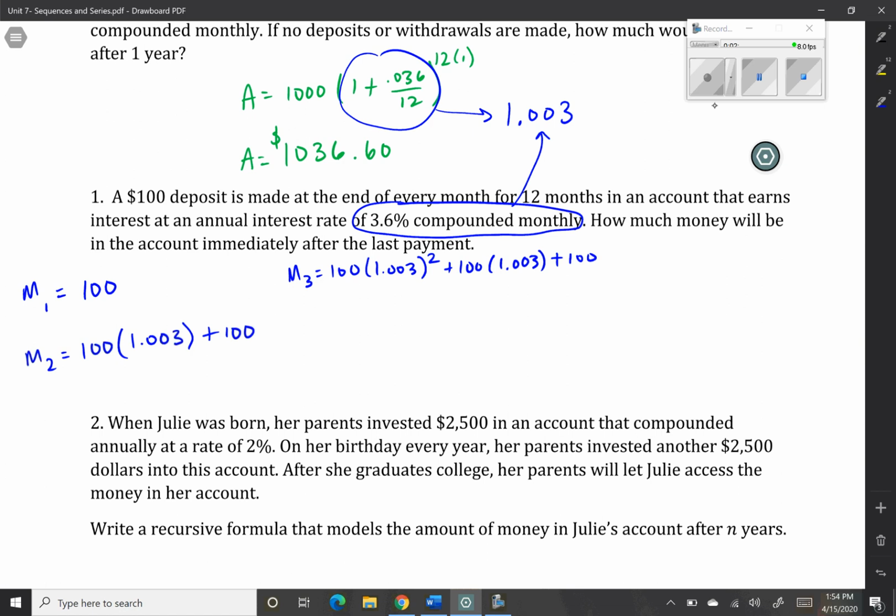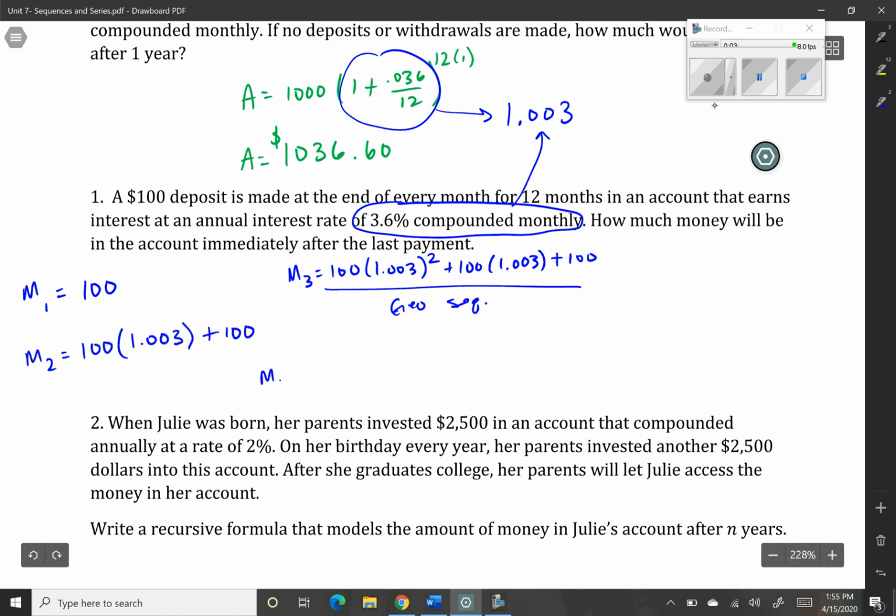If I keep doing this for 12 months, eventually I'm going to get this long sequence of numbers that follows a geometric pattern. Notice each time I go up another month, I would add another term. So if I wanted to find the value for month 4, it would be 100 times 1.003 to the third, plus 100 times 1.003 to the second, to the first, and then add 100. So this in itself is a geometric sequence.